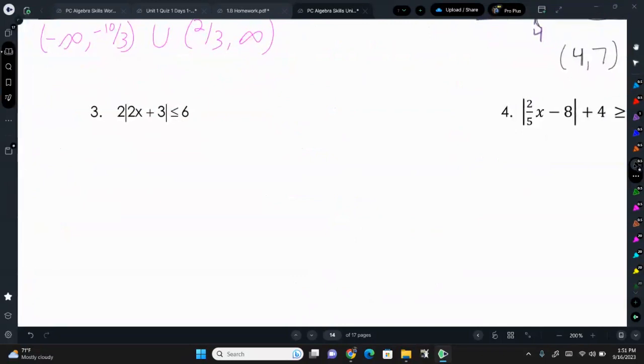We have 2 times the absolute value of 2x plus 3 is less than or equal to 6. So divide both sides by positive 2. So this one has less than or equal to, so when we graph them, we're going to use brackets, and when we write our answer in interval notation, we're also going to use brackets. All right, so now we have 2x plus 3 is less than or equal to 3. And then we have 2x plus 3 is greater than or equal to negative 3.